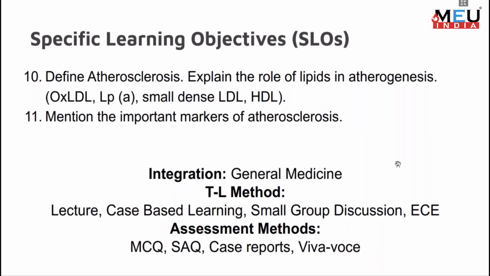Define atherosclerosis. Explain the role of lipids in atherogenesis with emphasis to oxidized LDL, lipoprotein A, small dense LDL, HDL. Mention the important markers of atherosclerosis. SLOs 9, 10, and 11 can be integrated with general medicine.